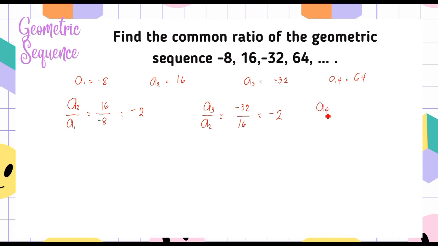And the last one is a sub 4 is to a sub 3. So, that will become 64 divided by negative 32. Positive, negative, and that will become negative 64 divided by 32, and that is 2. So, as you can see, ang r natin or ang common ratio natin is equal to negative 2. So, therefore, the sequence are geometric sequence with a common ratio r is equal to negative 2.